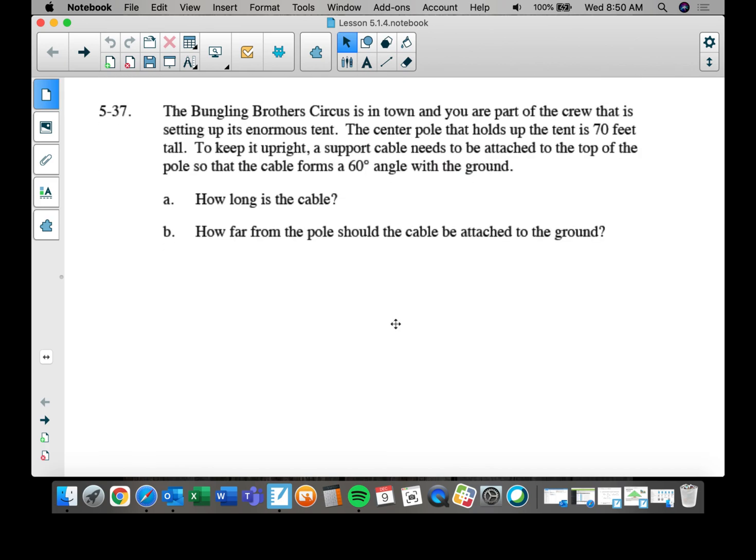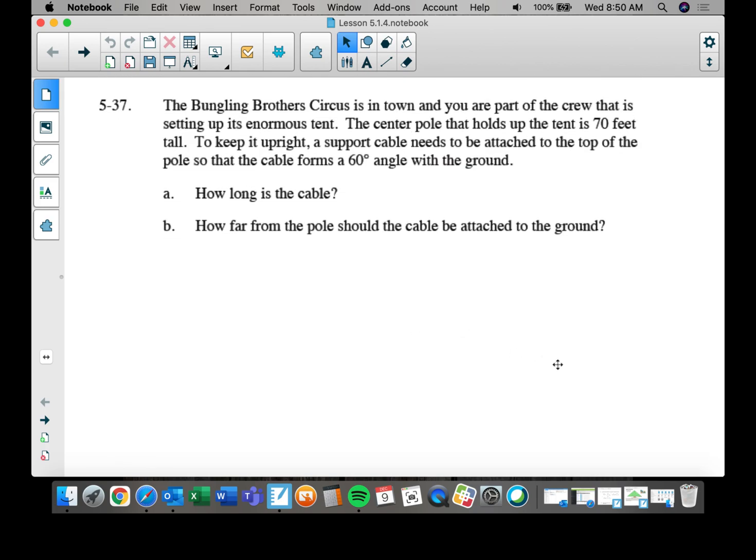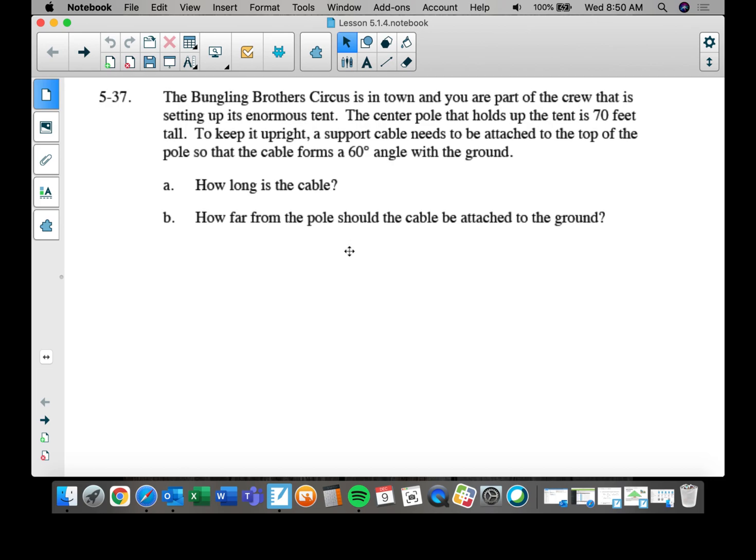So if we take a look at 537 here, the Bungling Brothers Circus is in town and you're a part of the crew that is setting up its enormous tent. The center pole that holds the tent is 70 feet tall, and to keep it upright, the support cable needs to be attached to the top of the pole so that the cable forms a 60-degree angle with the ground. And then they ask you some questions about it. As we take a look at this, the first thing we need to do is draw a picture of what's going on here.